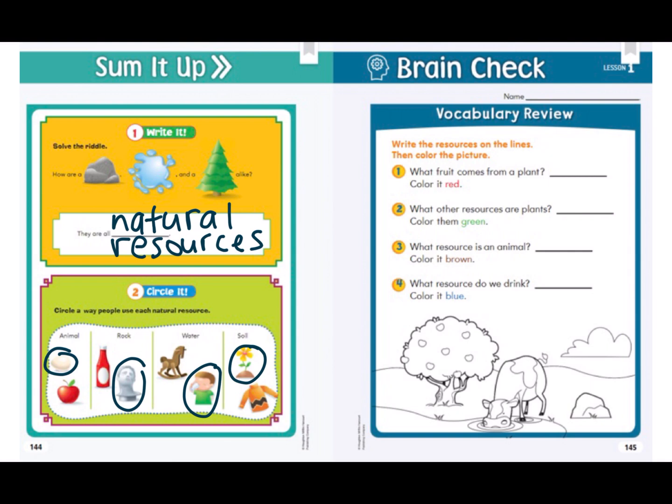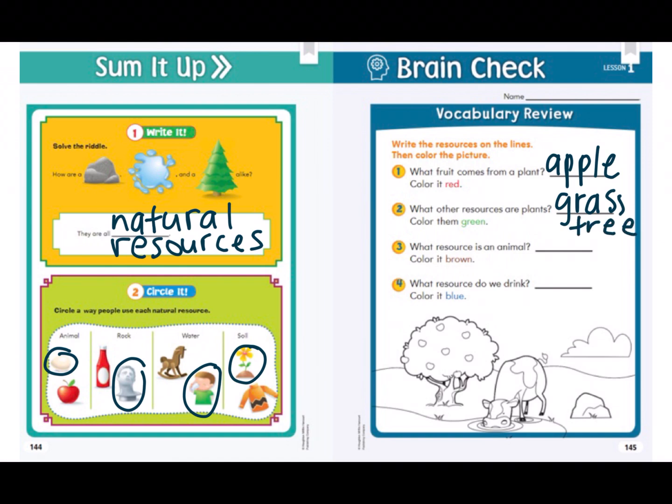You will need a red, green, brown, and blue crayon. For the first item, you will color it red. So what fruit comes from a plant? An apple. And you will need to color that red in your picture. What other resources are plants? The grass and the tree.